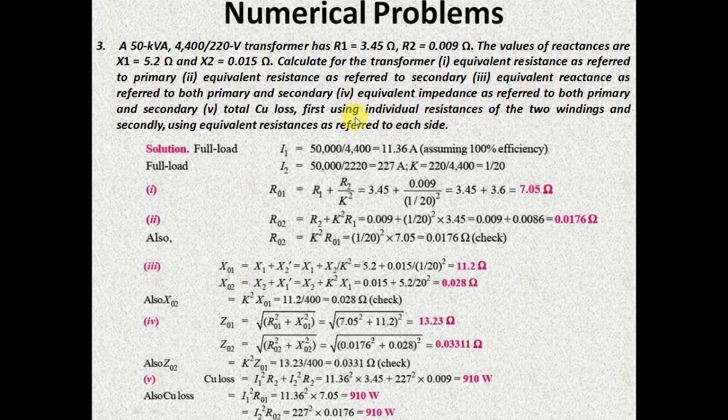First we are calculating the value of copper loss using individual resistances, that is I1 square. This will be R1, not R2, okay? Please note this correction also. I1 square R1 plus I2 square R2, you will be getting the value as 910 watts. Next, from the primary equivalent, you can calculate the copper losses I1 square R01, 910 watts. From the secondary equivalent also, you can get the copper loss value as 910 watts.